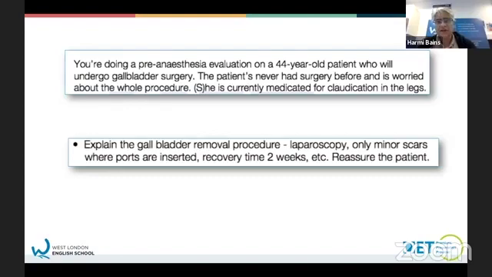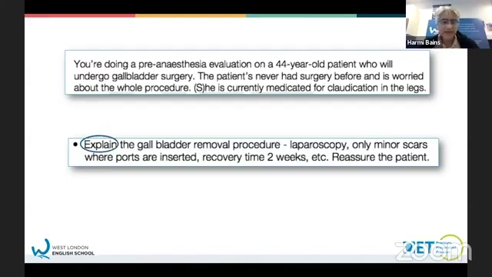Okay, this is the task, explain. So again, explain the gallbladder removal procedure. It's a laparoscopy, only minor scars where ports are inserted, recovery time is 2 weeks, etc. And you've got to reassure the patient. So in those 3 minutes, remember you're really going to be analysing this role play card you have.